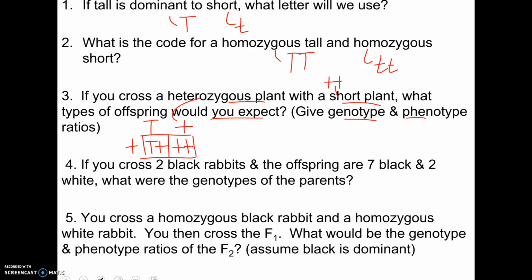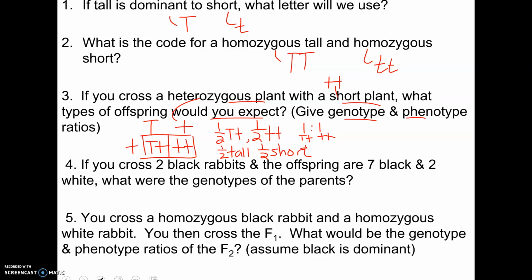You get this. The genotype ratio would be 1/2 or 50% big T, little t, and 1/2 or 50% little t, little t. Or you could also write this as a 1-to-1 ratio of big T, little t to little t, little t. And the phenotype ratio would be that 1/2 would be tall and 1/2 would be short. And again, you could also write it as 1-to-1, or you could write it as 50-50.